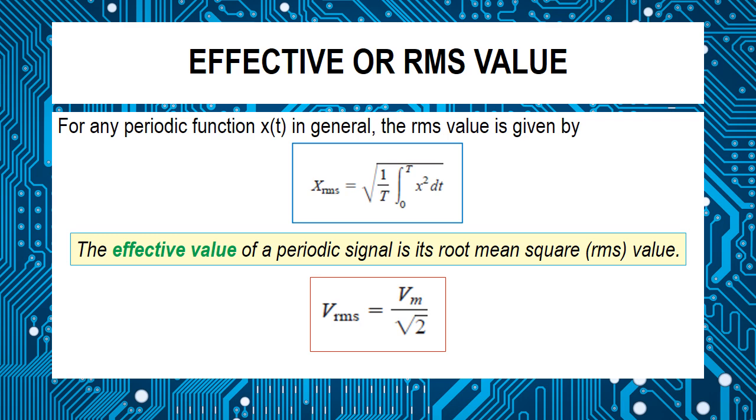So for any periodic function x of t, in general, the RMS value is given by x RMS is equal to the square root of 1 over T integral of x squared dt from 0 to T, and the effective value of a periodic signal is its root mean square, or the RMS value. For a sinusoid, that's equal to Vm over square root of 2.